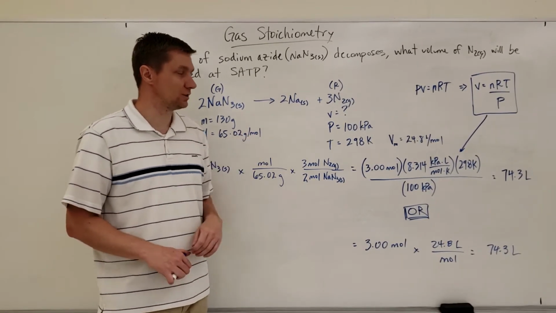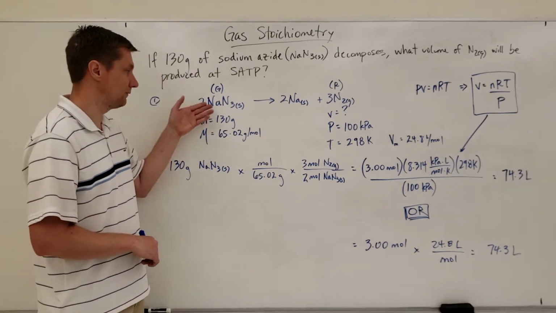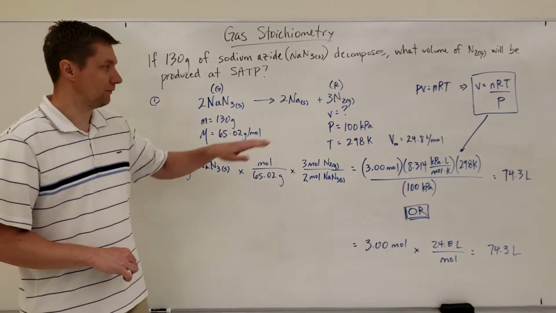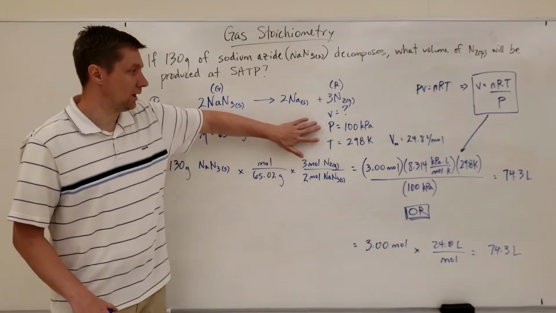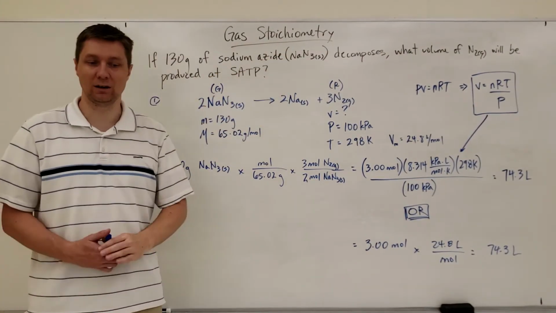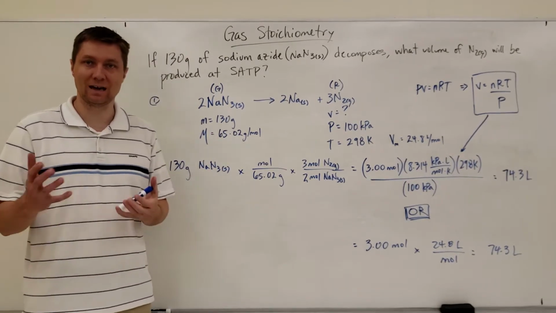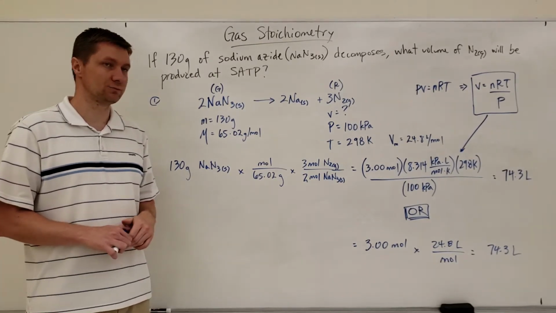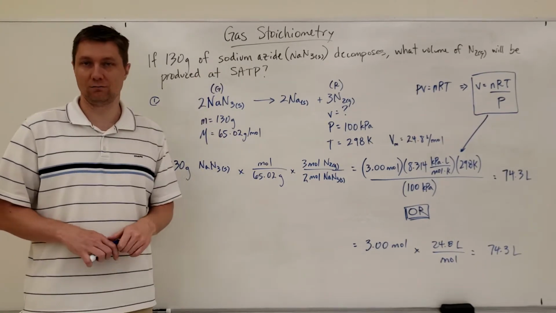And then the question wants me to calculate the volume of nitrogen that's produced if that much sodium azide decomposes. And so the volume is what I'm looking for. That's my required. This is my given. And then it tells me that this is all happening at SATP. And if you remember, that was a condition that we talked about in the gas unit, which is standard ambient temperature and pressure. And so there are some standard conditions that you need to know where to find.